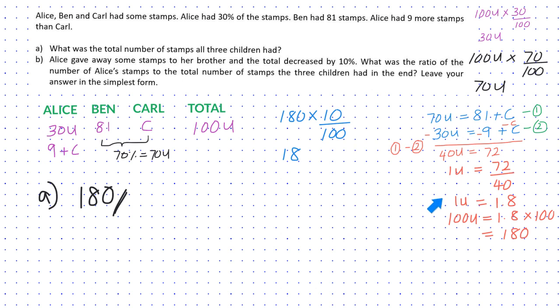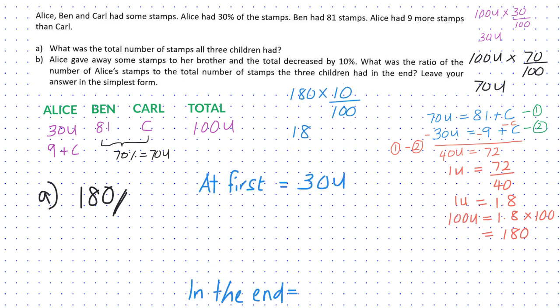We know the value of 1 unit. 1 unit is 1.8. So Alice had 30 units at first. That will be 30 times 1.8, which is 54 stamps. And after giving away 18 stamps to her brother, she had 36 stamps left. So now we found out the number of stamps that Alice had in the end, which is 36. However, we need to remember to deduct 18 stamps from the total as well.